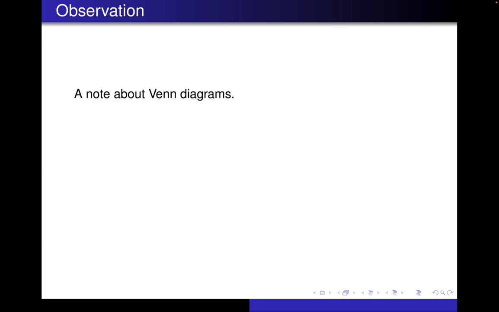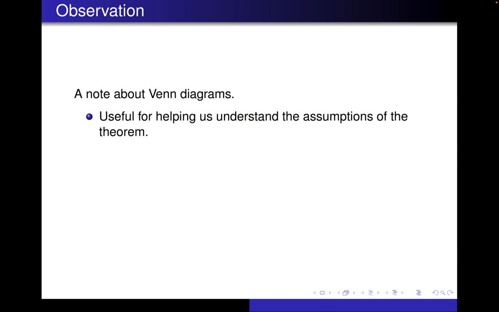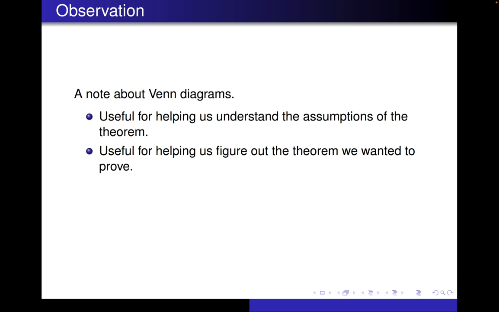So I do want to say something about Venn diagrams, especially as they appeared in our problem-solving process. They're extremely useful for helping us understand the assumptions of the theorem. We were able to figure out what a subset of B looks like in terms of the Venn diagram. It gives us a nice visual for that. It also gives us a nice visual for helping us figure out what the theorem was that we wanted to prove. We could literally see that A intersects C was a subset of B intersects C from the Venn diagram. One thing it was not useful for, as it turns out, was the proof itself. But we shouldn't get too upset about that.